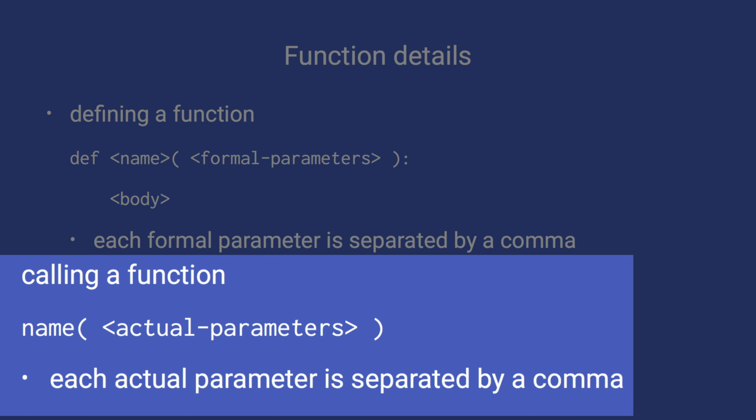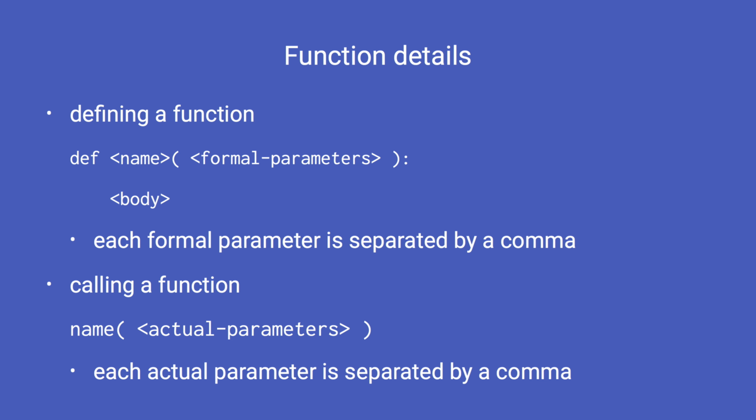You call a function by putting the name of the function, followed by parentheses with the actual parameters inside the parentheses. The number of formal parameters and actual parameters must match up, and the order they are written is how they are assigned. Whether or not the names match does not matter at all.